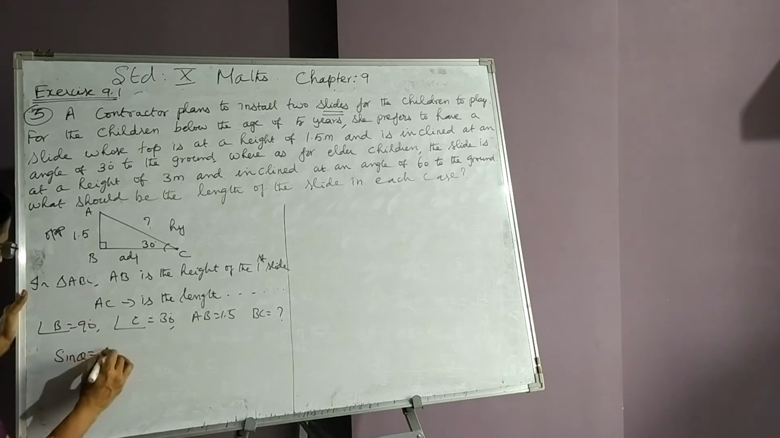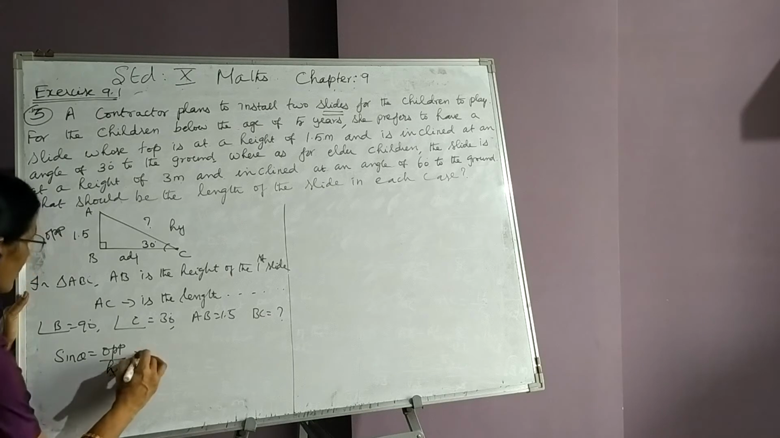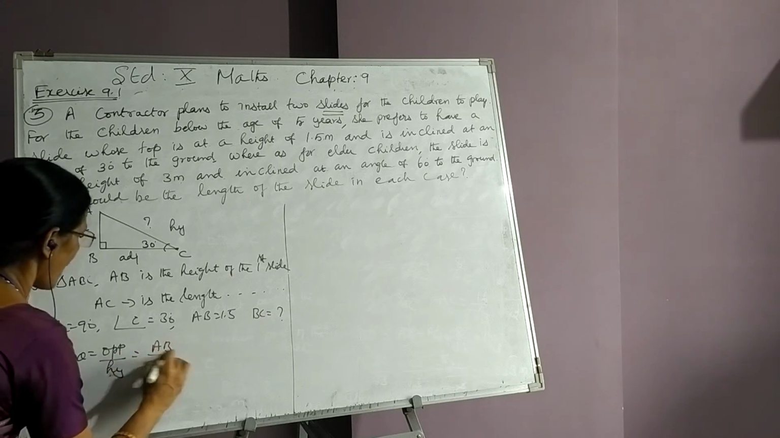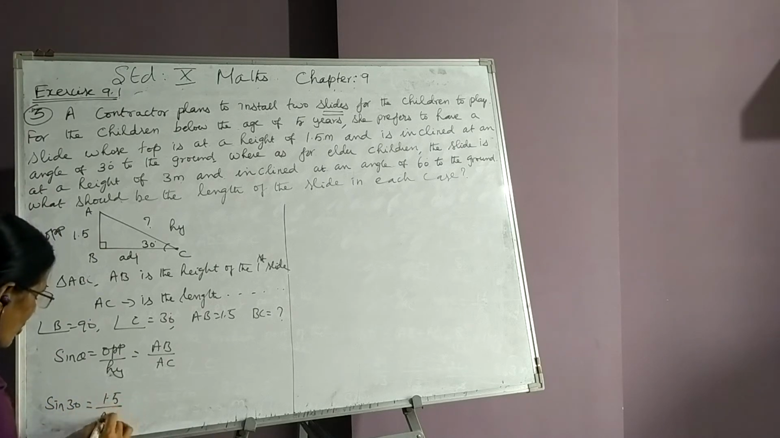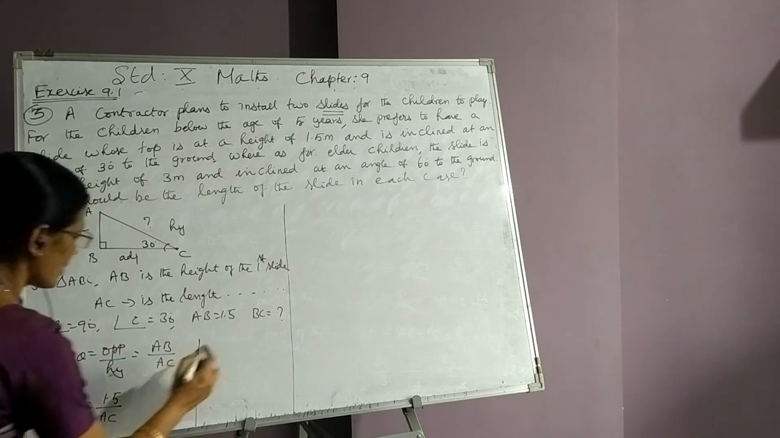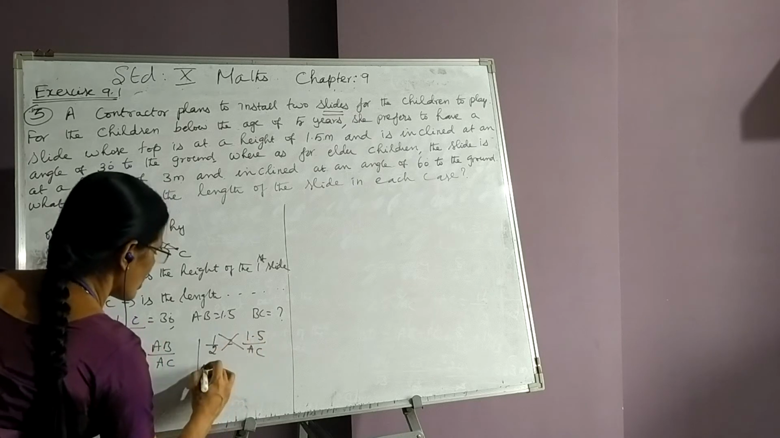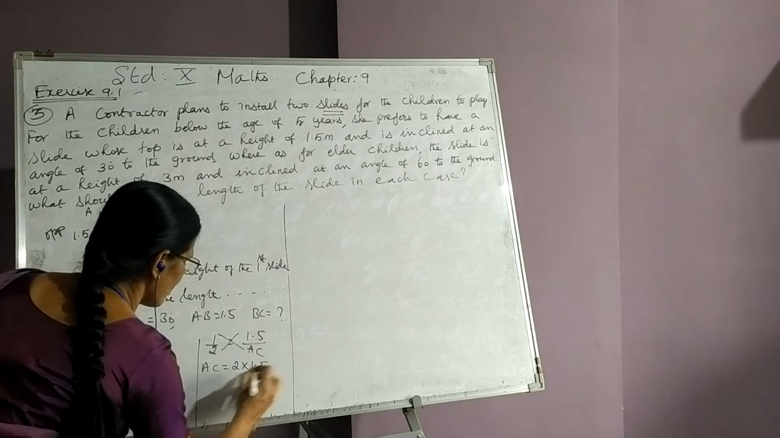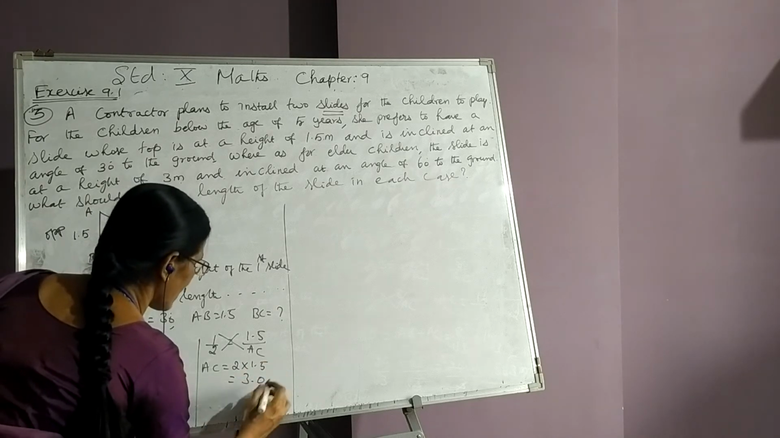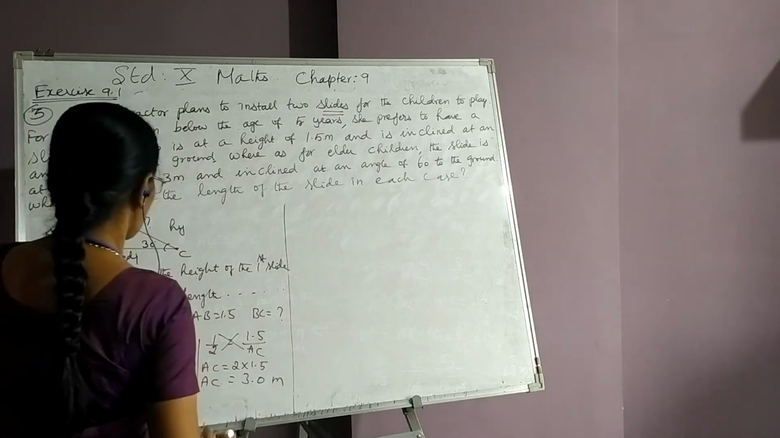So I take sine theta, which is opposite upon hypotenuse. Opposite side is AB, hypotenuse is AC. Sine theta, theta is 30 degree. AB is 1.5 upon AC. Sin 30 value is half, which is 1.5 upon AC. Cross multiplying, AC equal to 2 into 1.5, which is equal to 3 meters. So length of the first slide is 3 meters.